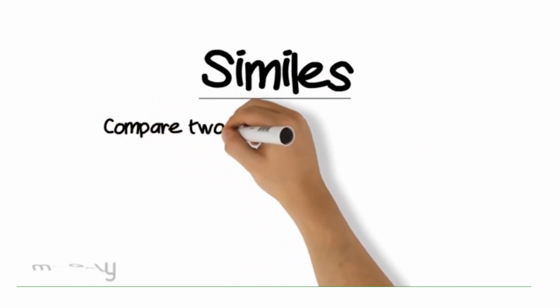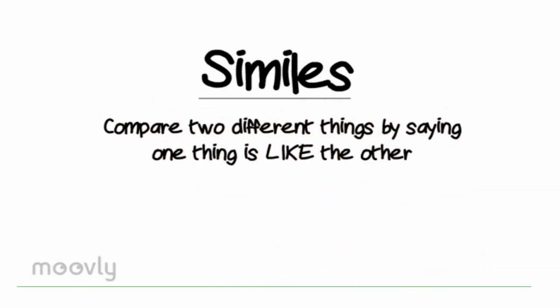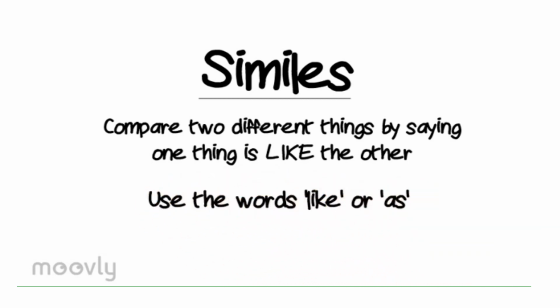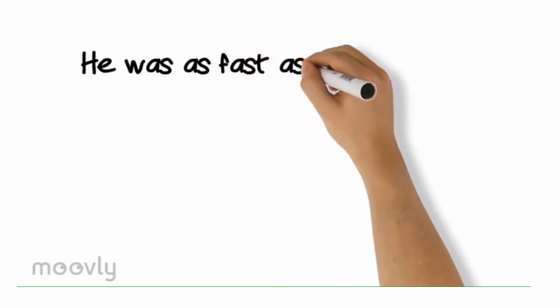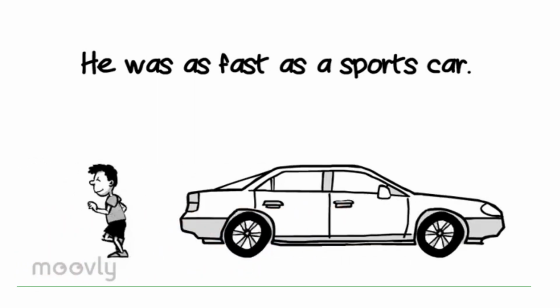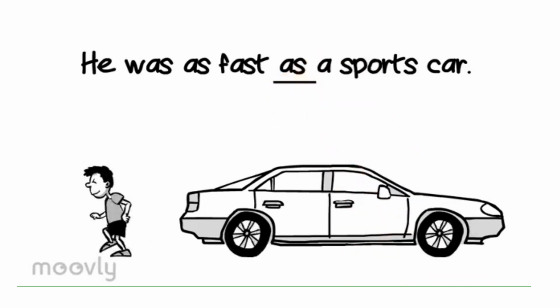Similes compare two different things by saying one thing is like the other. This is done by using the words like or as. For example, he was as fast as a sports car. Here, we don't need to explain that he's really fast because we picture a sports car which we know is really fast. Note the use of the word as in this simile.